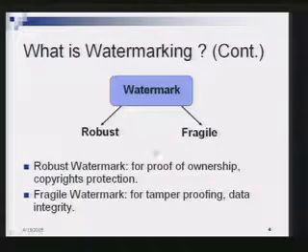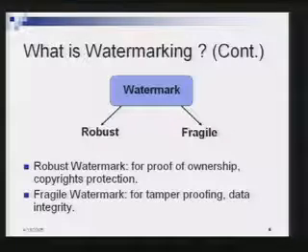So watermarking can be divided into two types, a robust watermark and a fragile watermark. So a robust watermark is a watermark used for proof of ownership and copyright protection. So by robust, I mean that the attacker will have a very hard time trying to remove the watermark from the data because the watermark is robust. And what makes it robust is the technique that we will be using to embed the watermark.